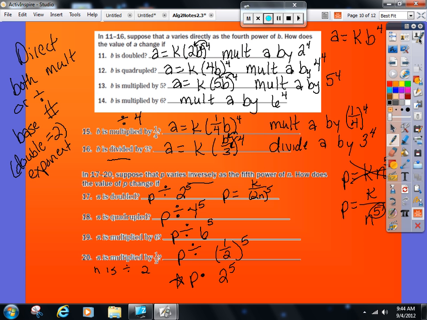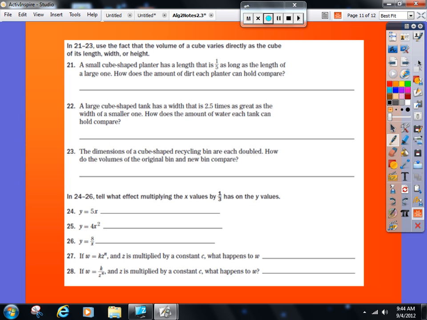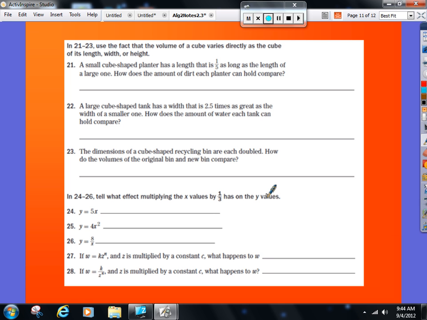I think we're almost done. Oh, this is the last slide. Let's look. Yeah, it is. Okay. Use the fact that volume of a cube varies directly as the cube of its length, width, or height. So let's write volume equals k. This is direct. So let's say L to the third.